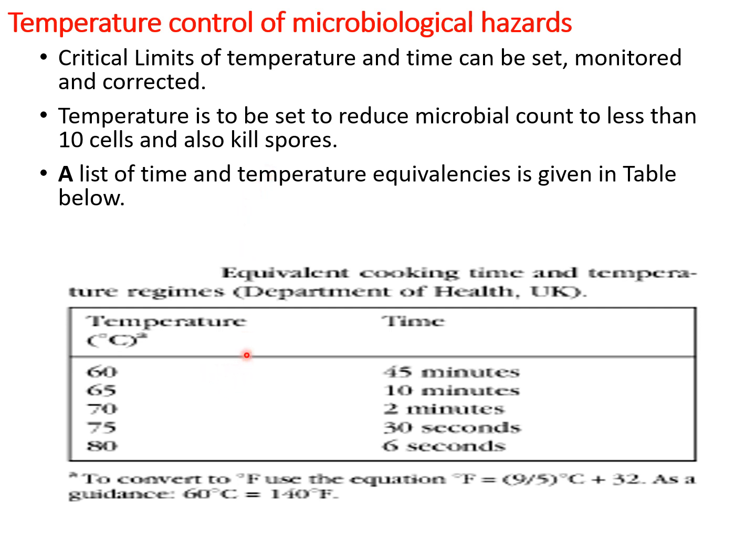So here are equivalent cooking time and temperature regimes which are given by the Department of Health, UK. At 60 degrees, I keep it for 45 minutes, at 65 degrees for 10 minutes, at 70 degrees cooking, I leave it for 2 minutes, 75 degrees for 30 seconds, 80 degrees for 6 seconds. If I do it at 80 degrees for 6 seconds, definitely I am going to bring down the microbial count and also kill some of the spores that can be heat killed.